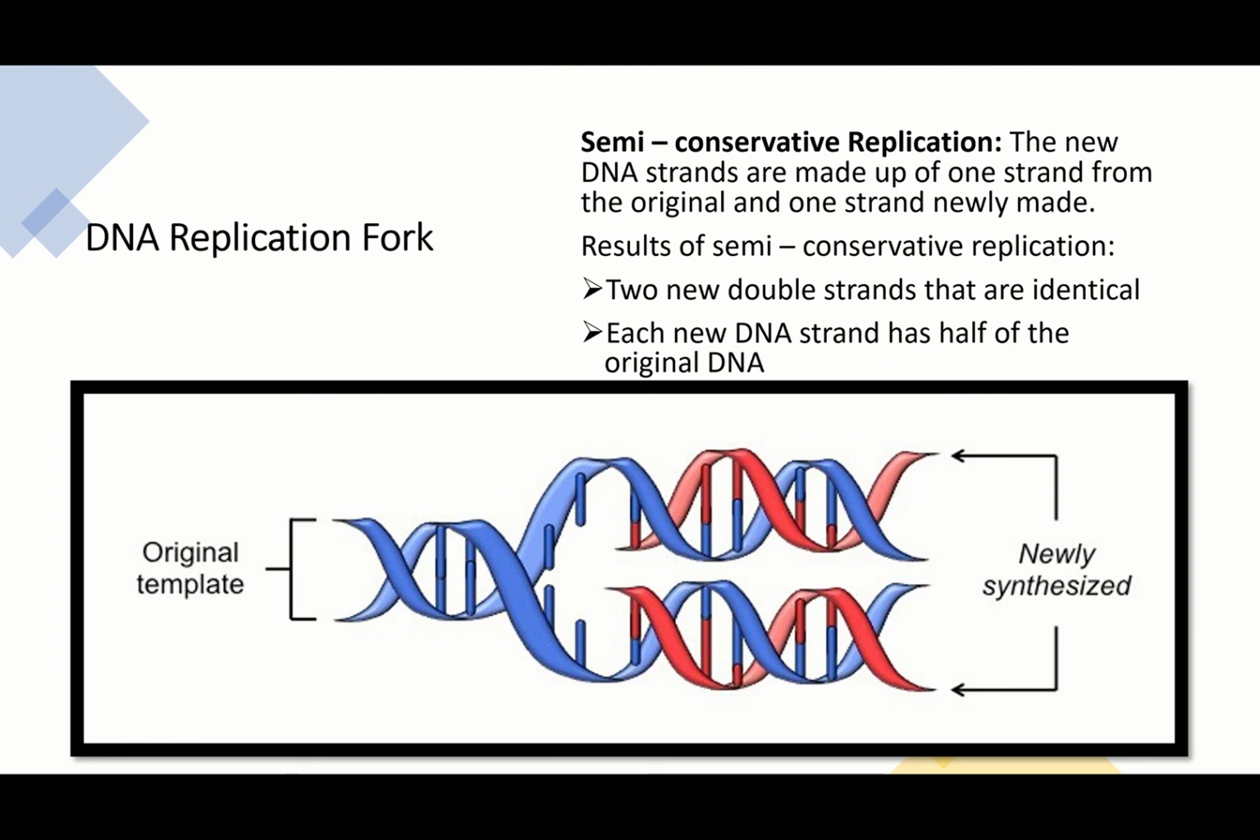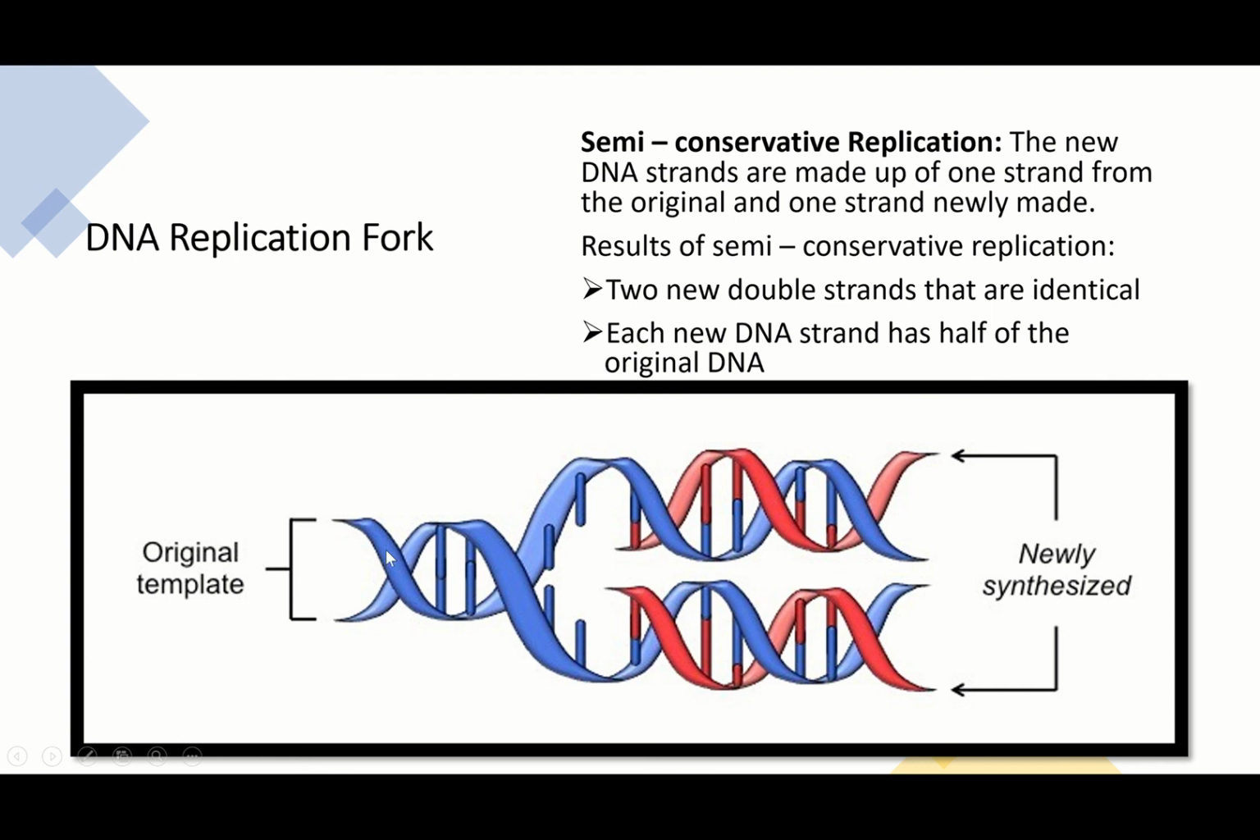Okay. DNA replication fork. DNA replication is a semi-conservative replication. This means the new DNA strands are made up of one strand from the original and one strand newly made. The results of semi-conservative replication: there are two new double strands that are identical, and each new DNA strand has half of the original DNA.